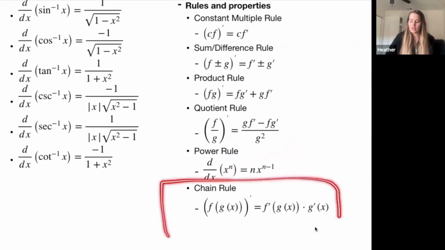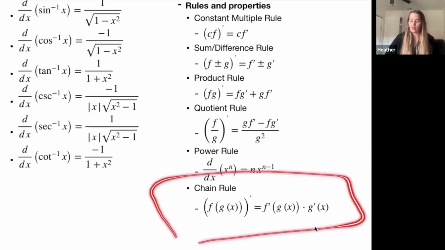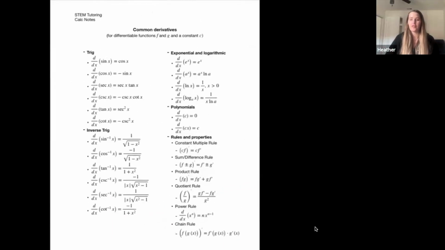Chain rule is the last one here. This is for composite functions. I think I'm going to do an entire video just on chain rule because that one is really important. It comes up a lot and it's something that students often struggle with. But for now, it'll be here along with all the rest of them, and this will be available to you.